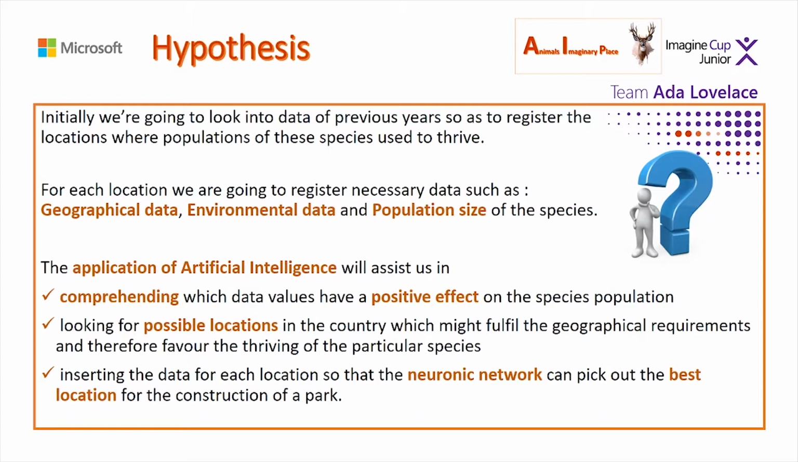The program of artificial intelligence will assist us in comprehending which data values have a positive effect on the species population, looking for possible locations in the country which might fulfill the geographical requirements and therefore favor the thriving of the particular species, inserting the data for each location so that the neural network can pick out the best location for the construction of a park.